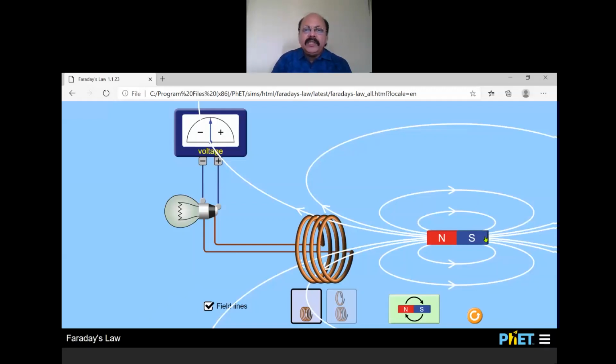If the magnet is stationary and the coil is moving, then we get a similar kind of result. That's why we say that it is the relative motion between the magnet and coil which is responsible for the induction of induced current in the coil.